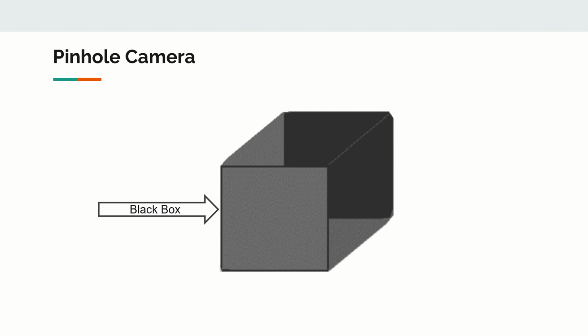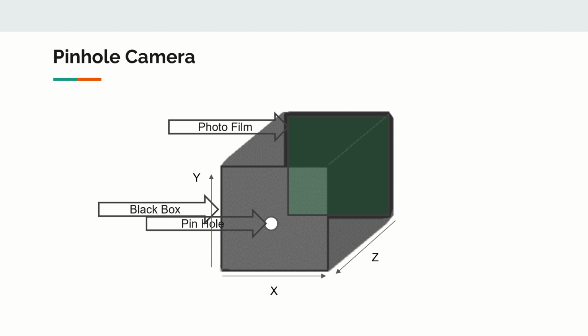It has a hole on one side and a photographic film is placed on the opposite side of the hole. The hole is called apical center of the camera. Distance between apical center and the photographic plate is called the focal length. Light may enter in the box only from the apical center.